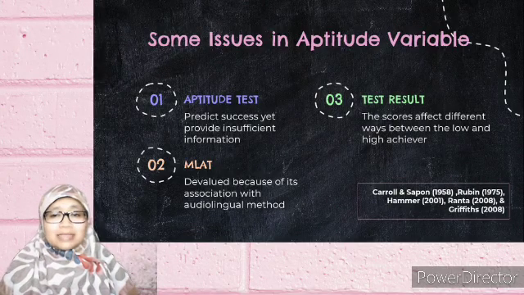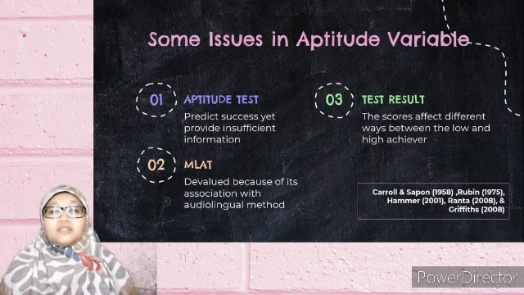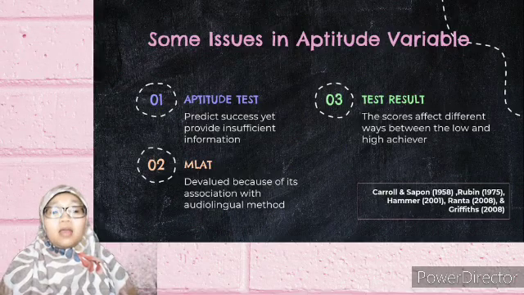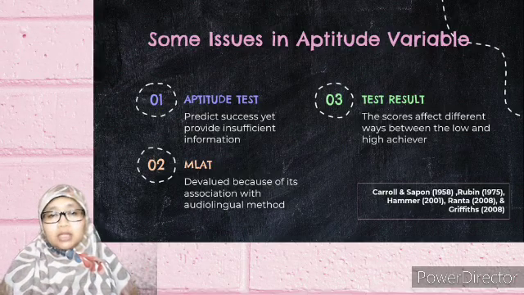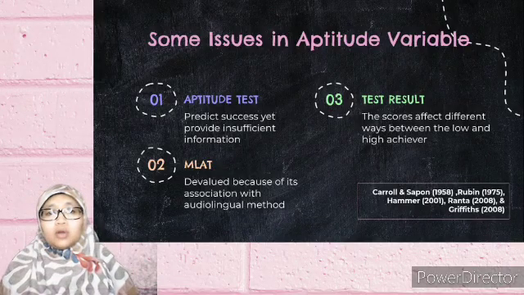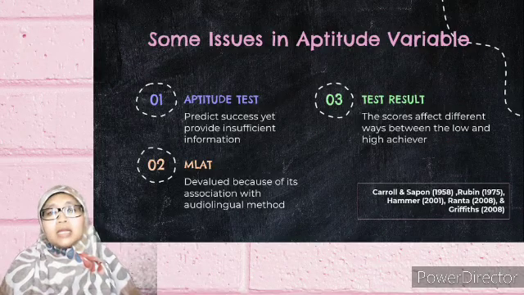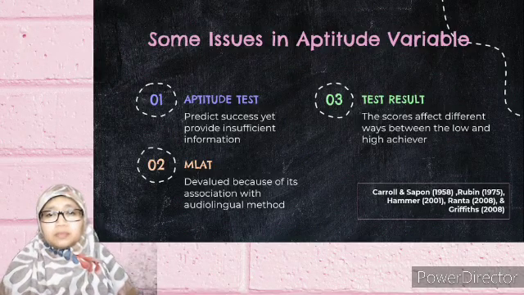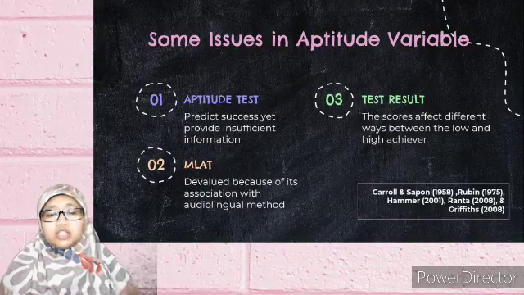The last one is the test result. The score affects low and high achievers in different ways. For example, the achiever who has a low score will be directly demotivated, and it will lead to the failure of the teaching and learning process.